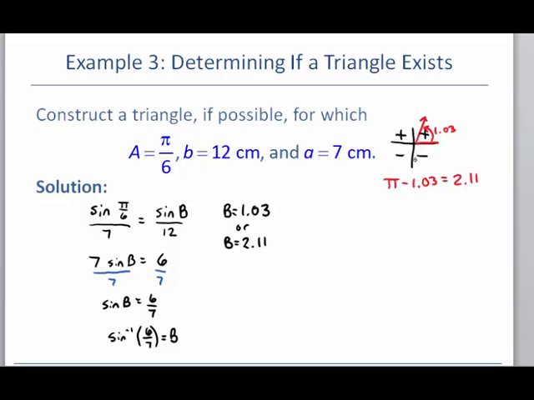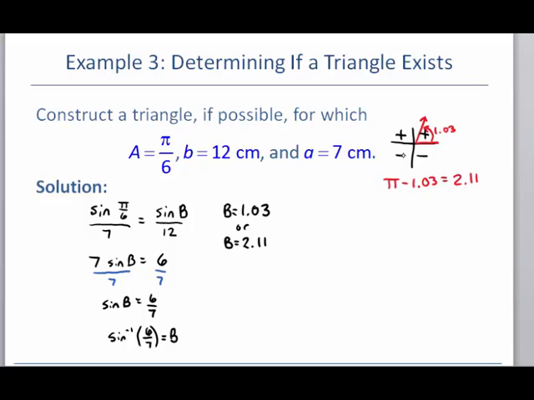Now, we don't need to worry about the third and the fourth quadrants because we know that the 6/7 that we were working with was positive. And so since our value is 6/7 and it's positive, we only really need to worry about the first and the second quadrant. We're not going to have an answer coming out of the third and the fourth because that's where sine is negative.